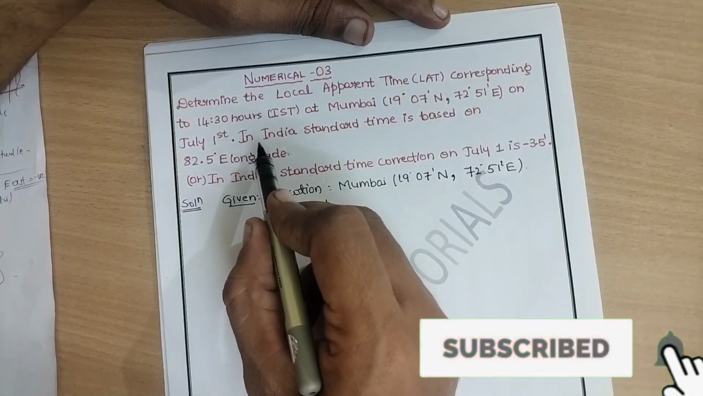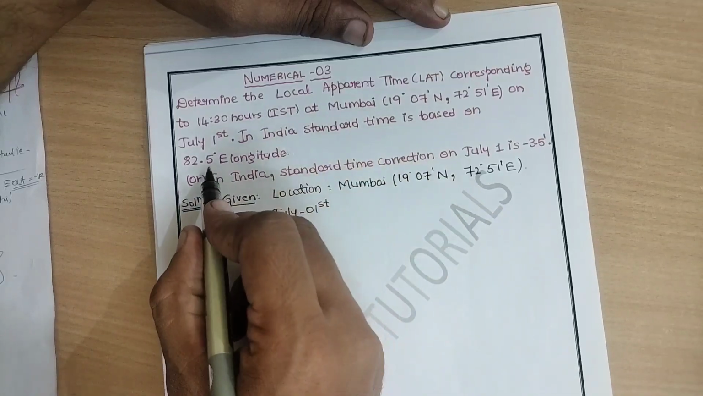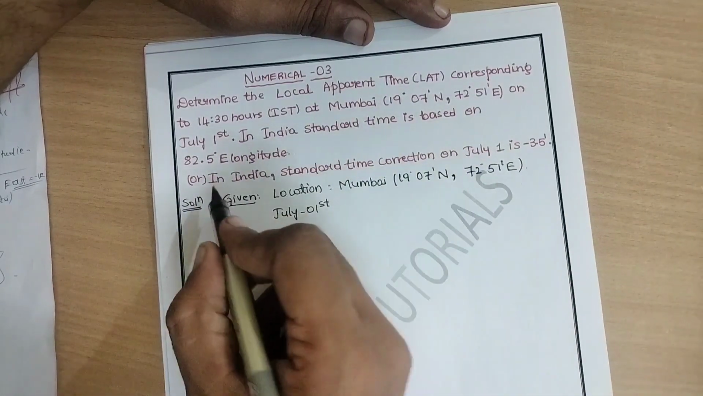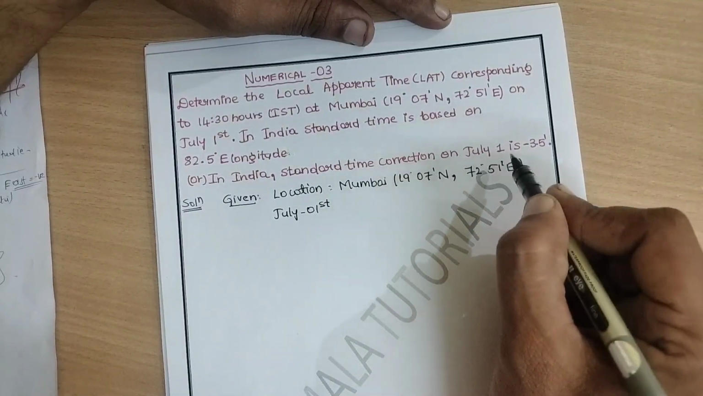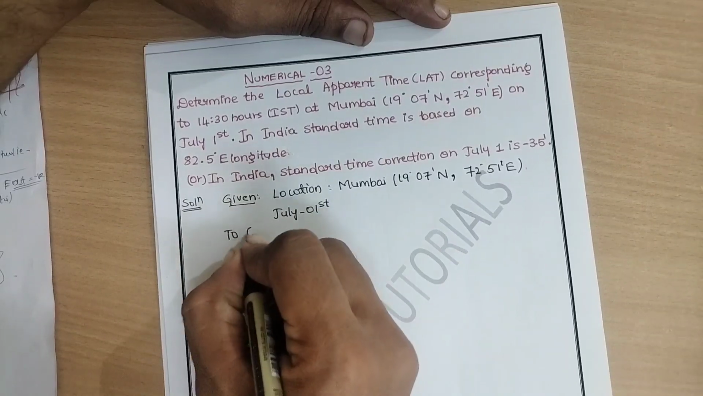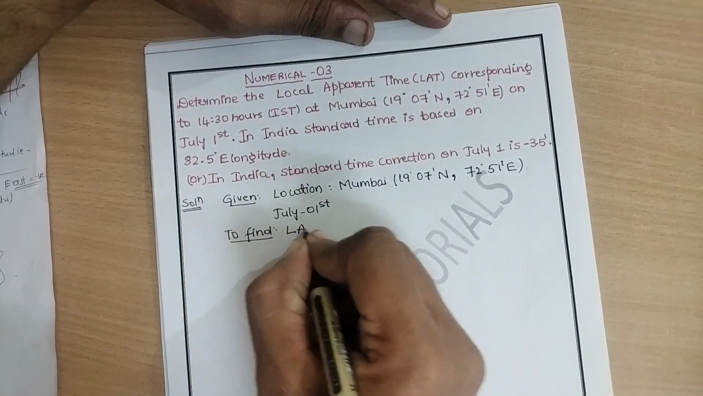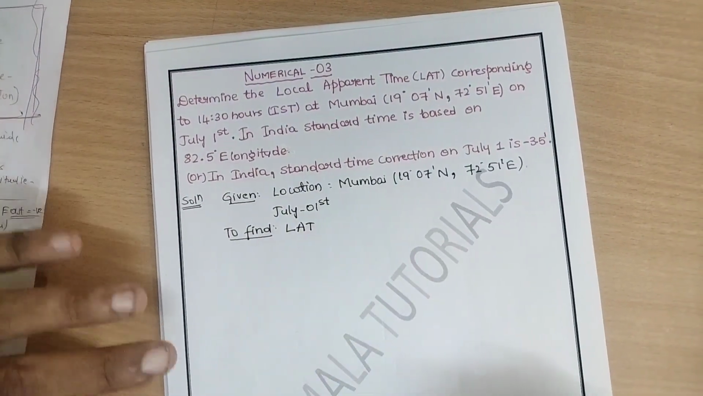The next very important data here is that in India, standard time is based on 82.5 degrees east longitude, or the standard time correction on July 1st is minus 3.5. Let us see what this is. Now, what are we supposed to find out? We are supposed to find the local apparent time, that is LAT.